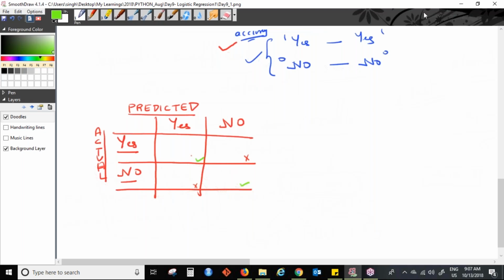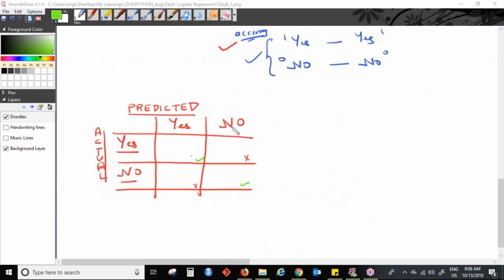Now how do we calculate the accuracy? To calculate the accuracy, we just take the sum of these two. That gives us the accuracy. And similarly, to calculate the error, we take the sum of these two. So that is how you calculate the accuracy and the error in the case of a classification algorithm.